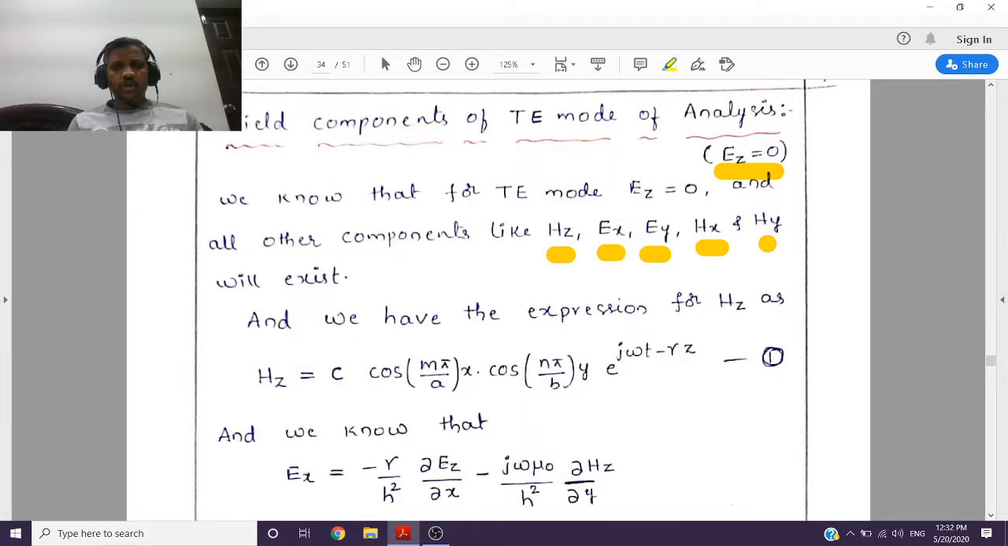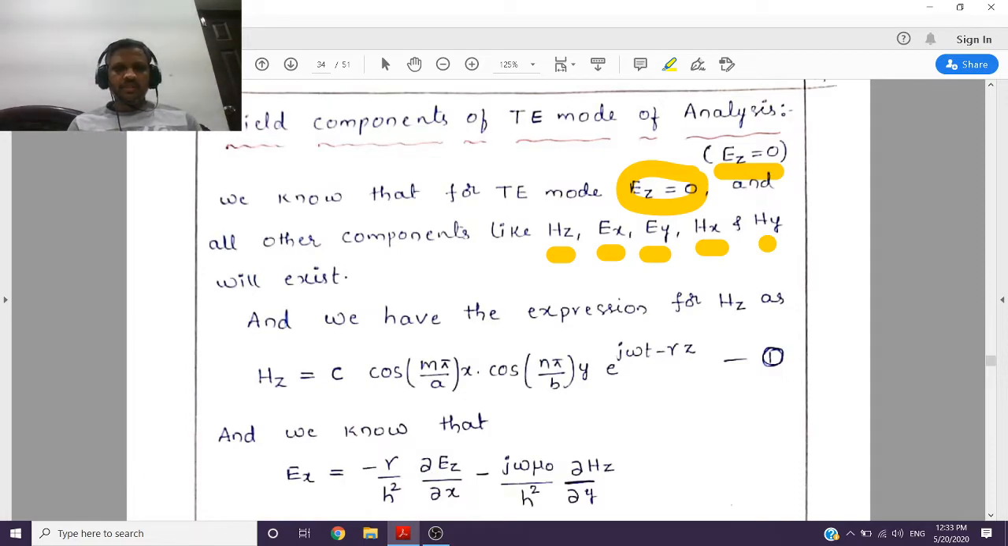We have already calculated these field components in terms of Ez and Hz. As we already know, for the transverse electric mode of analysis, Ez is 0. Simply we need to substitute Ez equal to 0 and put the expression for Hz. We use this because once we calculate the cutoff frequency, we can find which mode of transverse electric analysis will be existing.